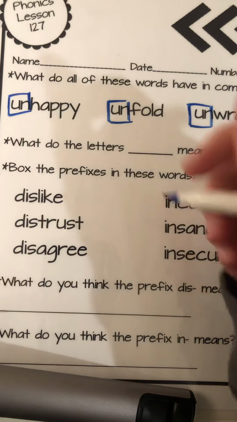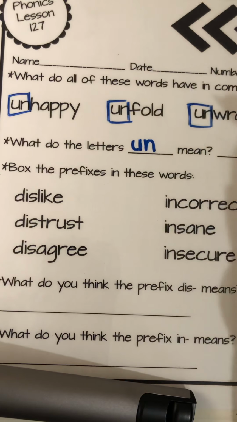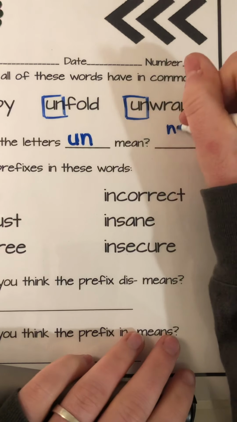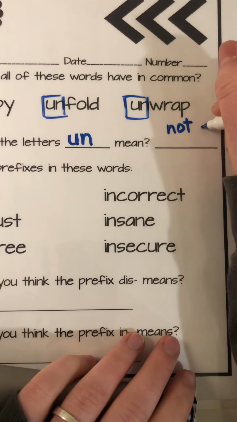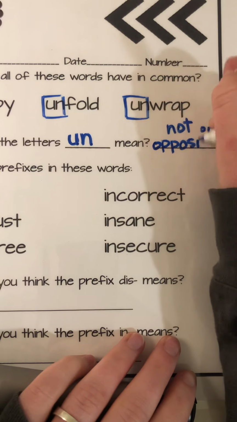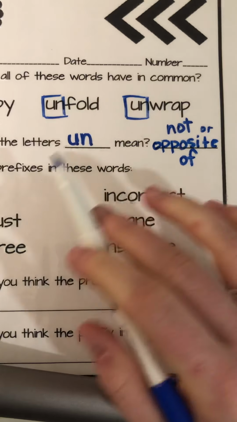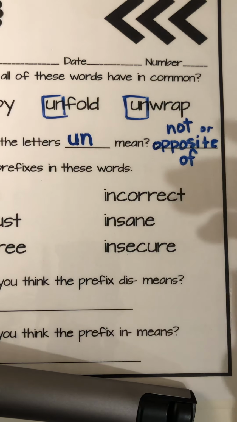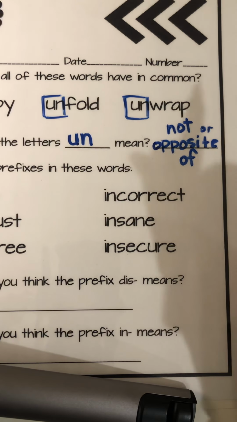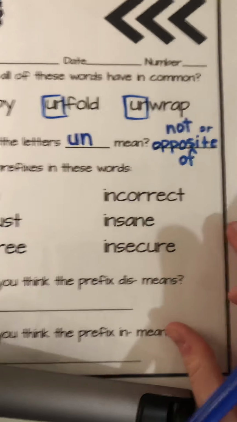What are those letters? Good. UN mean? Well, Miss Stimson just told us. They mean not or the opposite of. So the opposite of fold is to not fold. So it's the opposite. So you just write not or opposite of. Remember, if we're going too fast, pause the video and then play it when you're ready.